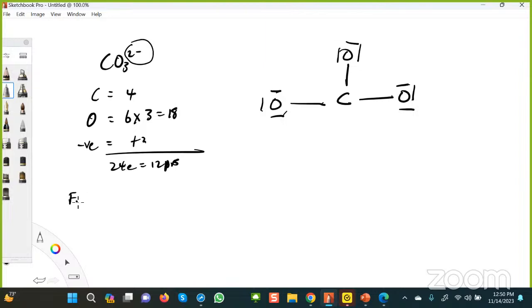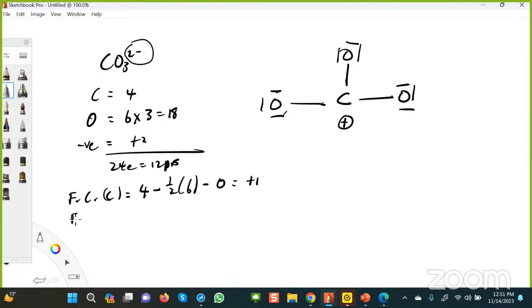Formal charges. So let's do the formal charge calculation for carbon. How do we calculate that? Four minus half of 6 minus 0. So that's 4 minus 3, so that's plus 1. So there's a plus 1 charge on the carbon.